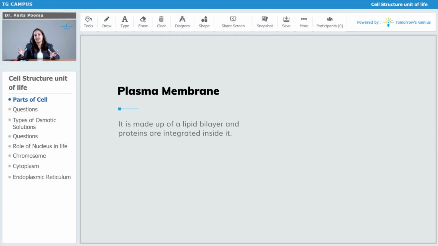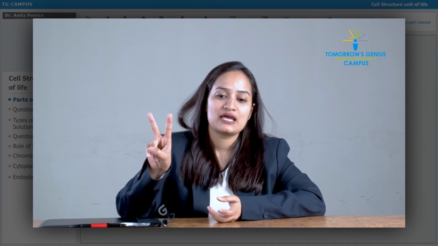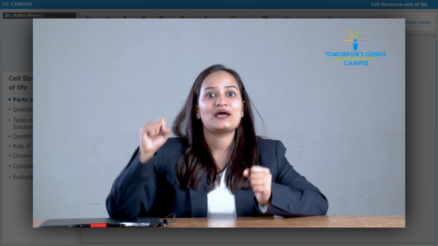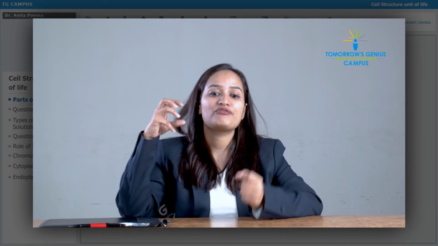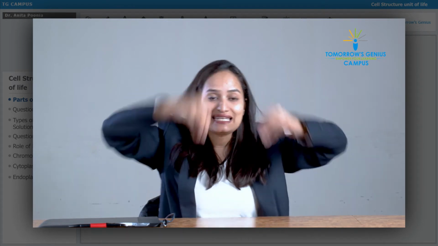What does it look like? We don't know, right? And then what is it made up of? It's made up of two layers of lipids and proteins, and we call that a bilipid layer. The plasma membrane is made up of a bilipid layer, and proteins are integrated inside.